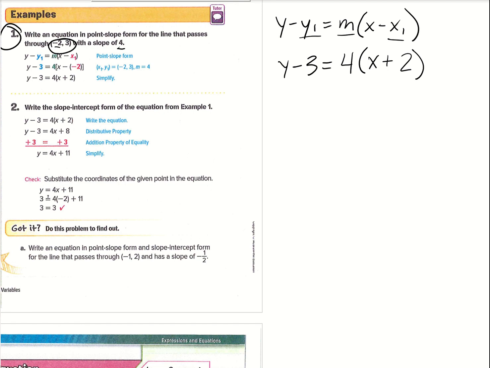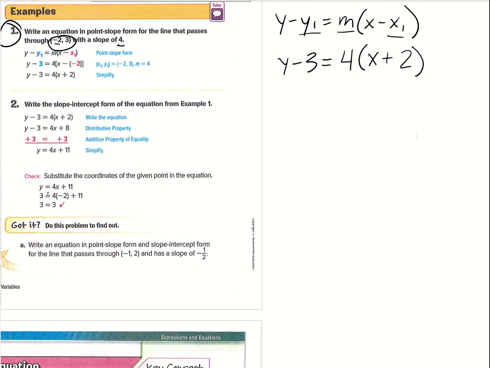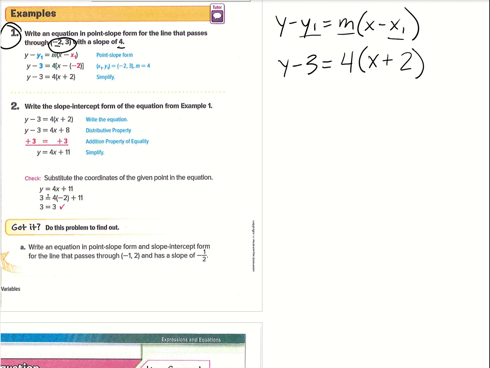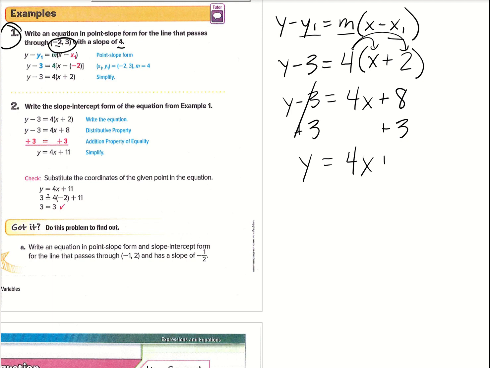Now we can use this to simplify down to slope-intercept form. We're going to solve it just like we would solve any other equation that we've looked at in the past. We want to distribute here, so that'll get us to y minus 3 equals 4x plus 8. Lastly, we want to isolate the variable y so that we can get to slope-intercept form. Now we have y equals 4x plus 11.